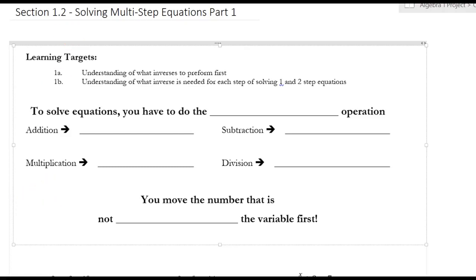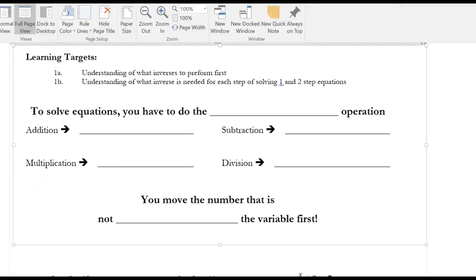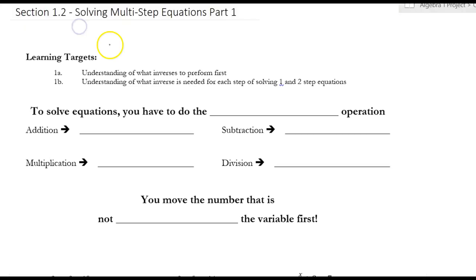Okay, so what we're working on today is section 1.2, and I broke 1.2 into two sections so that way you could just learn it a little bit at a time and make sure you're understanding it.